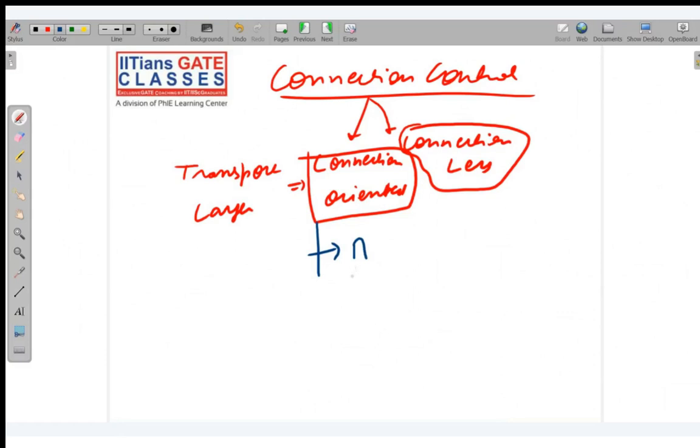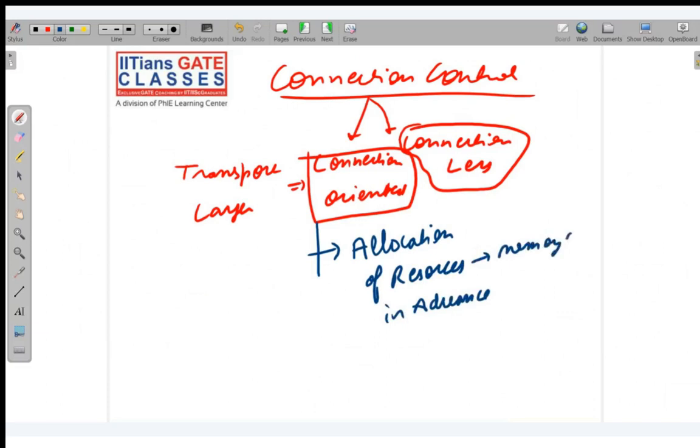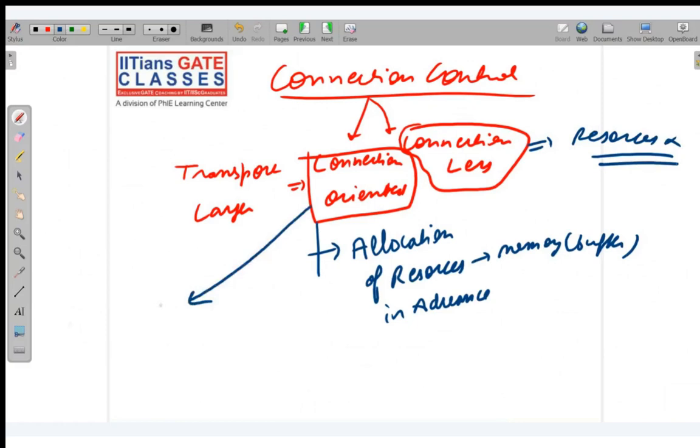So connection oriented means allocation of resources in advance. Resources means memory, or you can say buffer. Connectionless means resources are not allocated in advance. So connection oriented basically means allocation of resources in advance, or mind makeup. You are making up your mind that something is coming.